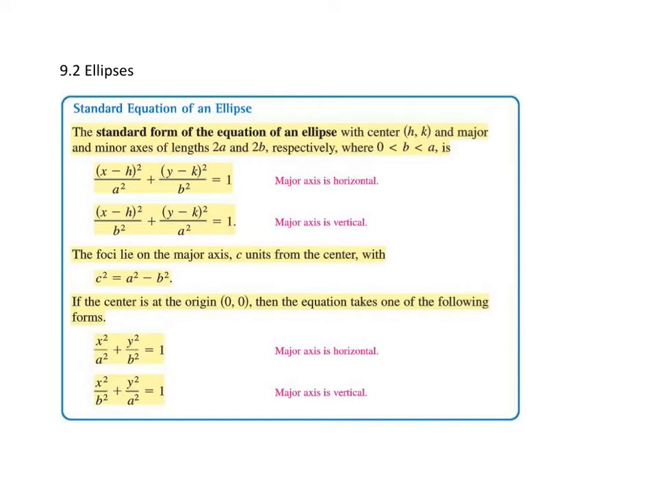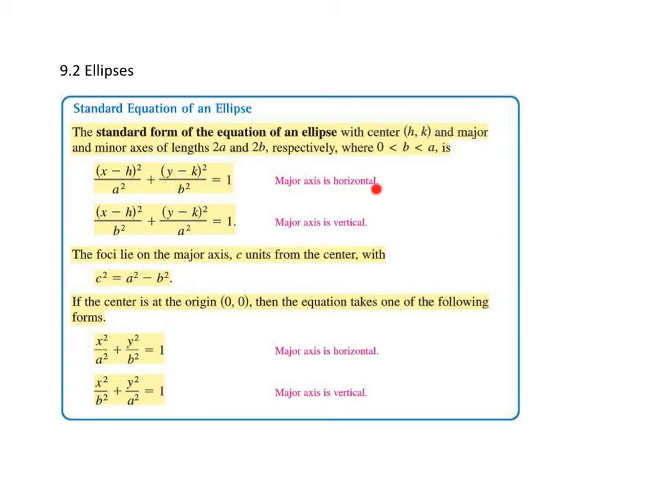Okay, ellipses are similar to circles in that they both have an x squared and a y squared term, but in this case it always equals 1. The equation always equals 1, and you're always dividing by a squared and b squared.